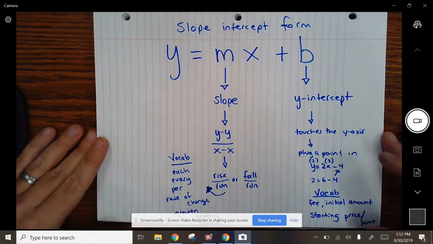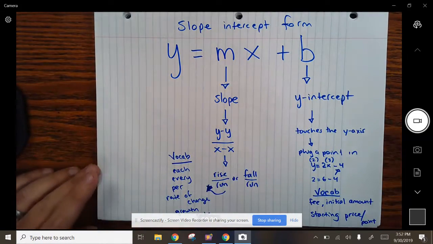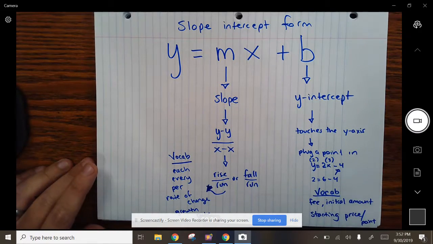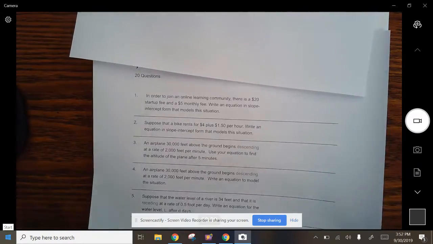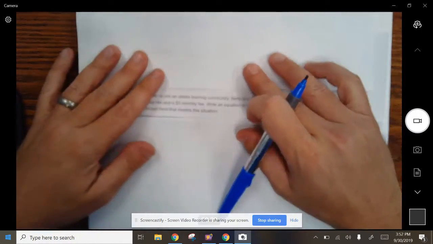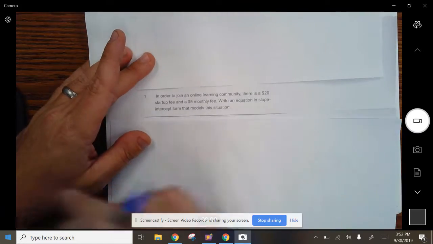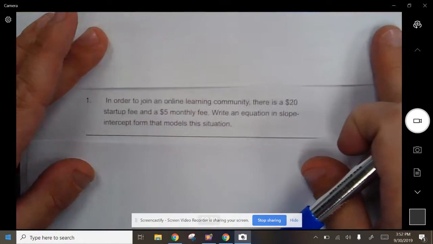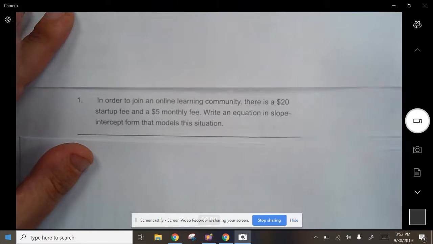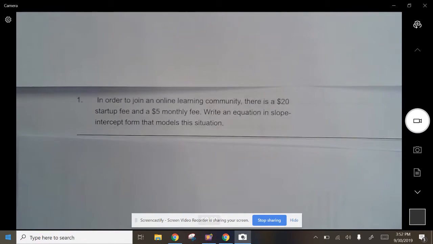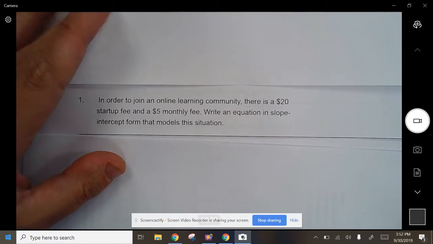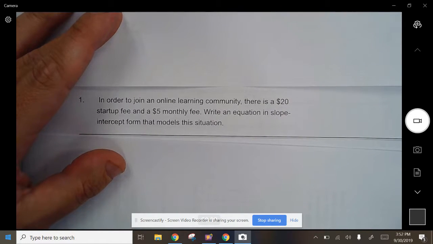This is going to jump you into a video, but I want you to keep this out. Or you're already in the video, but I'm just going to jump you into an Edpuzzle. And I want you to see this first part of this problem, and we're going to talk about it. So let me get this cut off so you don't look at anything else but this part right here. Let me see if I can zoom in. Okay. In order to join an online learning community, there is a $20 startup fee and a $5 monthly fee. Write an equation in slope-intercept form that models this situation.